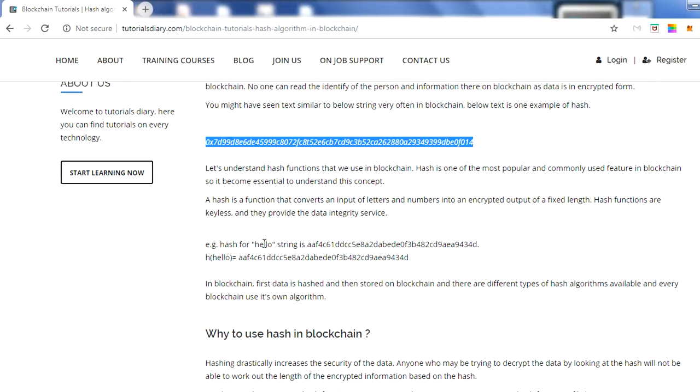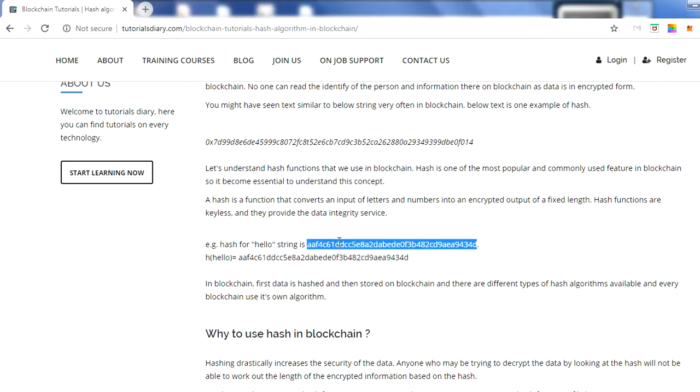So if you look at the example of hello, I have given hello as an input value, and that has given me this value as a hash, right? So this is the hash function, the input value is hello, and this gives me this value, right? Now this is simply the definition of hash.